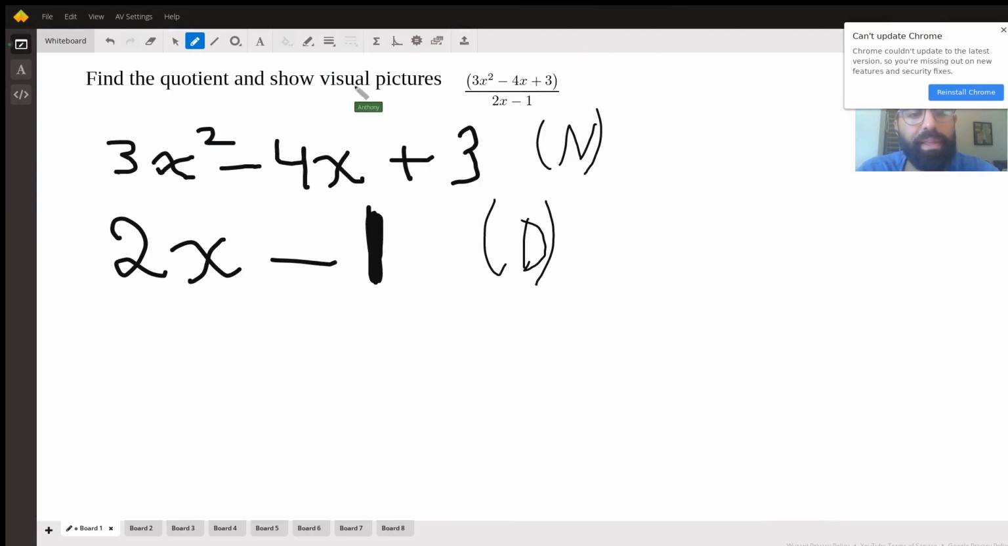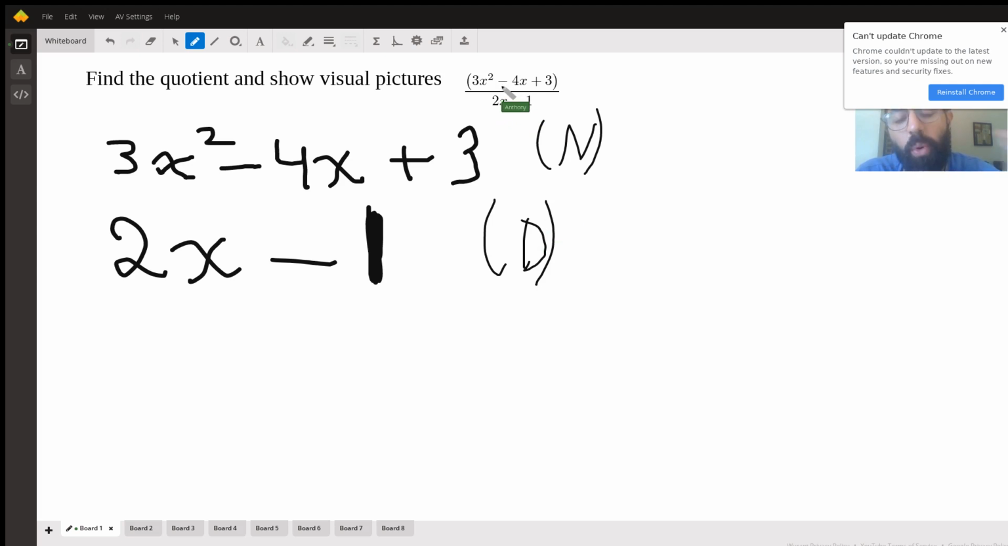Hello, I will be solving this exercise with you. We need to find the quotient when we divide 3x squared minus 4x plus 3, our numerator, by 2x minus 1, our denominator. First, I want you to know that we are unable to simplify or divide whenever the power of the denominator is strictly greater than the power of the numerator.